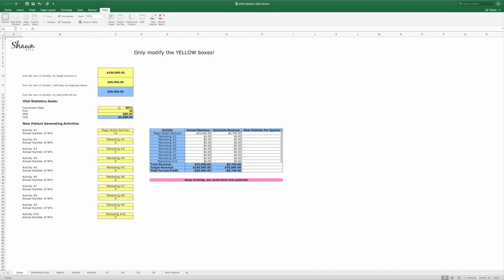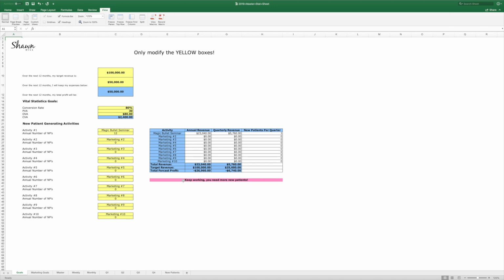Next up, we have the vital statistic goals. So here's the deal. I'm going to go over what these numbers mean, and that will help us a lot as we move forward into the other tabs. These numbers are utilized in calculating your plan to reach your target revenue. Over here on the side, you can see in this pink strip, it says, keep working. You need more new patients. Listen, as you fill this goals tab out, when you hit the amount of new patients that are necessary, utilizing these numbers to reach your target revenue goal, when you get those new patients dialed in and you understand how many you need, this lovely pink bar will turn and say, we have a plan. So that's what we're trying to achieve on this goals tab.